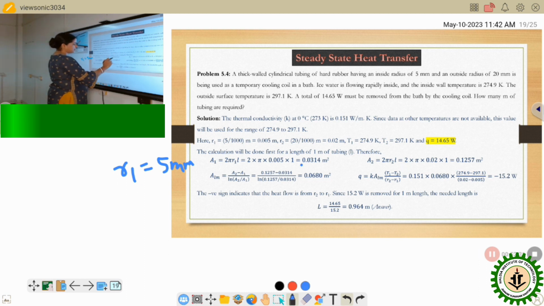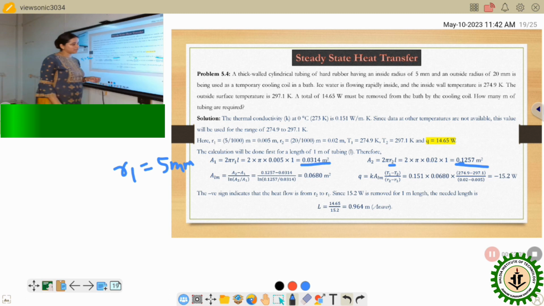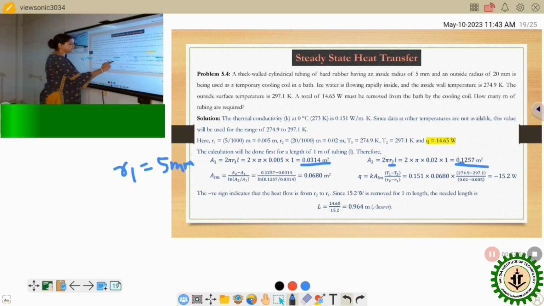So I'll get 0.0314 meter square, and A2 for R2 can also be calculated. So here it will be 0.1257 meter square. And log mean area, I know the formula: A2 minus A1 divided by ln A2 by A1. Just put all the values, you will get 0.0680 meter square.